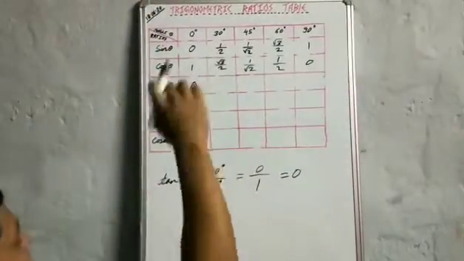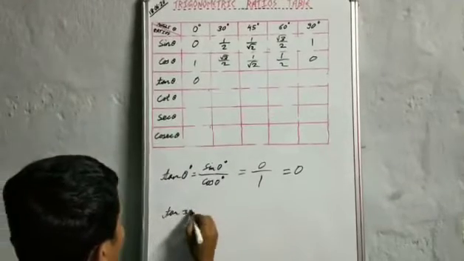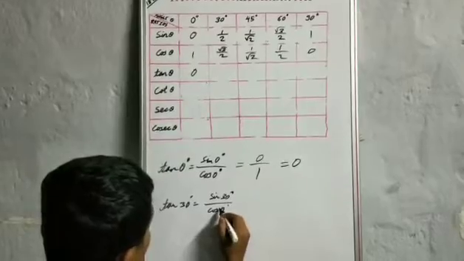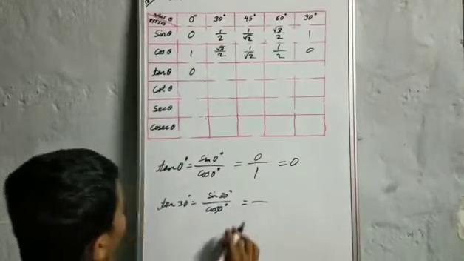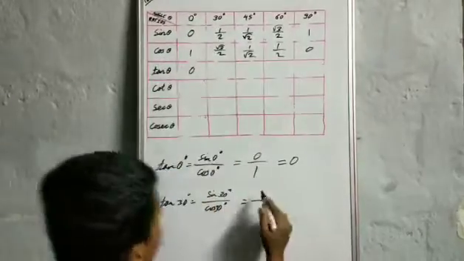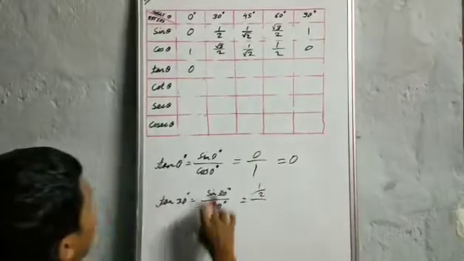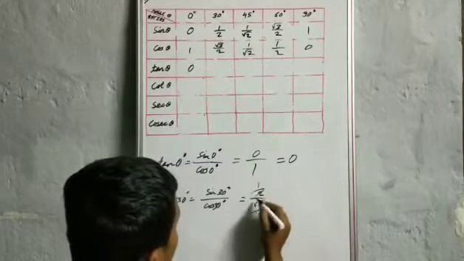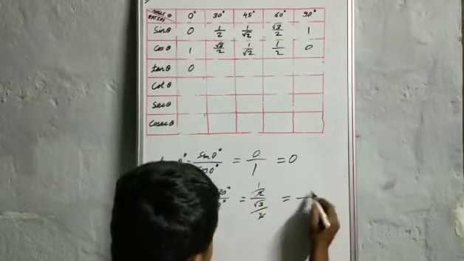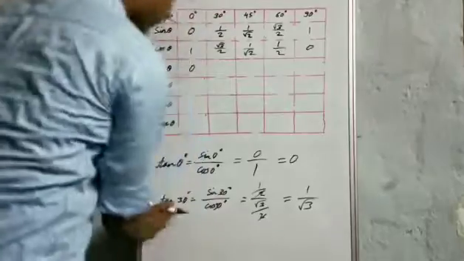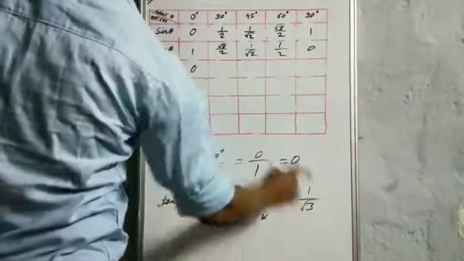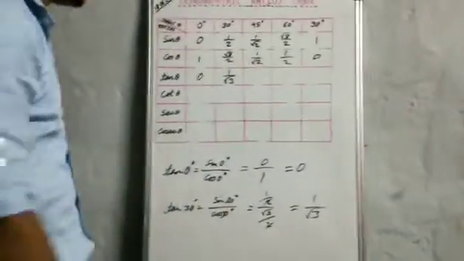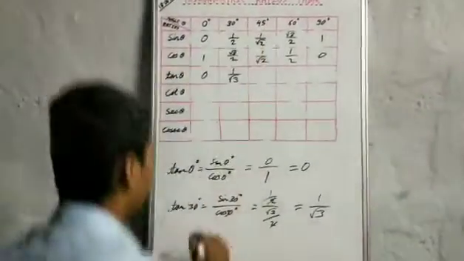Now tan of angle 30 degree. Tan of 30 degree will be sine 30 degree by cos 30 degree. Value for sine of 30 degree is half and cos of 30 degree is root 3 by 2. 2 and 2 will be cancelled out. What will remain? 1 by root 3. Therefore the value for tan of 30 degree is 1 by root 3.